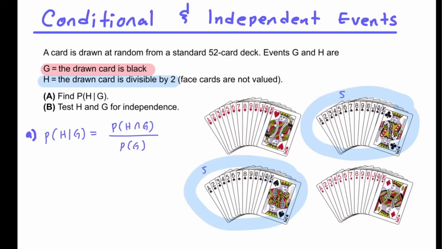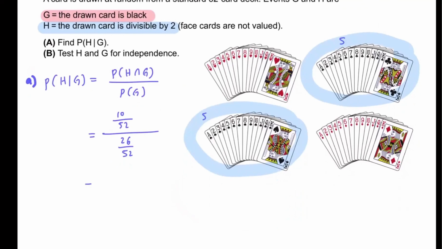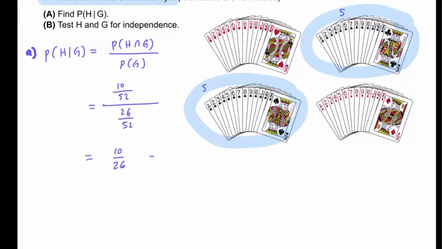So the probability of their intersection is 10 out of 52 options, divided by the probability of G. G is the event that we draw a black card. There are 13 here and 13 here, that's 26, so this is 26 out of 52. If you simplify this fraction, you have 10 over 26, and simplifying further you get 5 out of 13. So the probability of H given G is 5 over 13. I hope that makes sense.